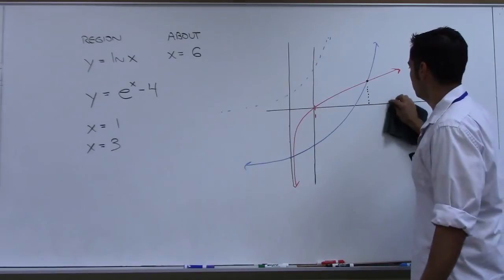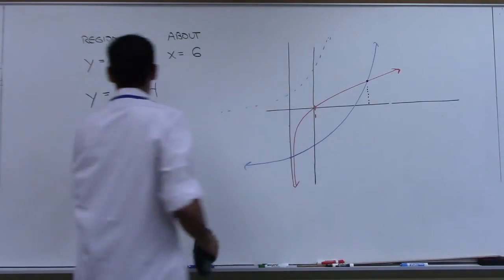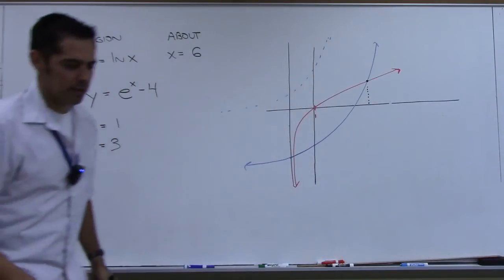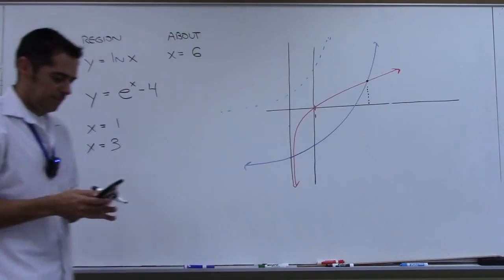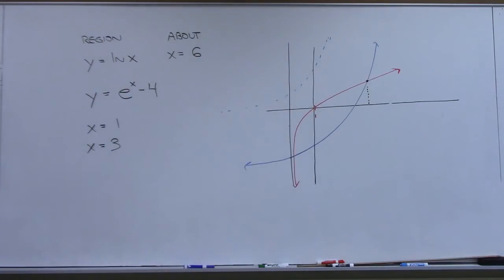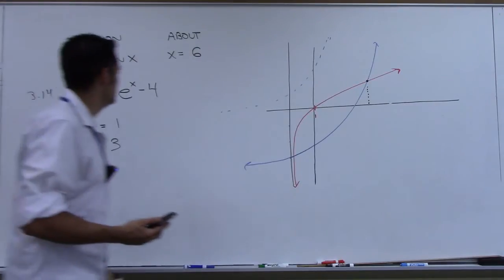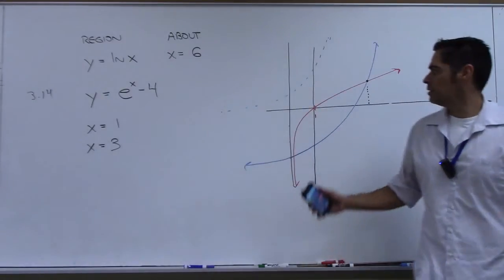Does 2 work? Do 2 in here. Do e squared. What's e squared minus 4? 3.4. What's natural log of 2? 0.69. Okay, so that's not going to work. Got to get closer.